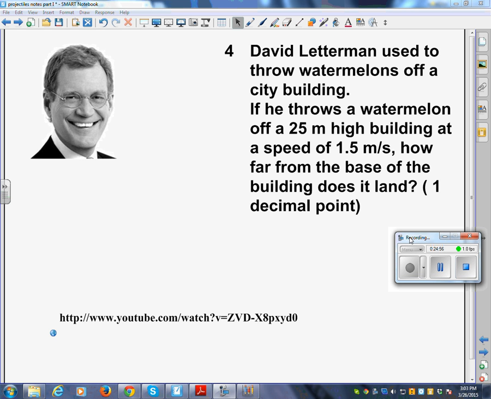Letterman used to, I'm guessing he did this the other night actually, shoot stuff off the roof, right? He used to do it all the time. He used to throw watermelons off a city building. If he throws a watermelon off a 25-meter high building at a speed of 1.5 meters per second, how far from the base of the building does it land? Work that out for me to 1 decimal point. And then I'll show you the video of Dave Letterman throwing stuff off a building.